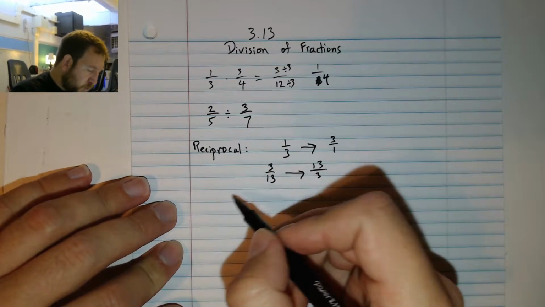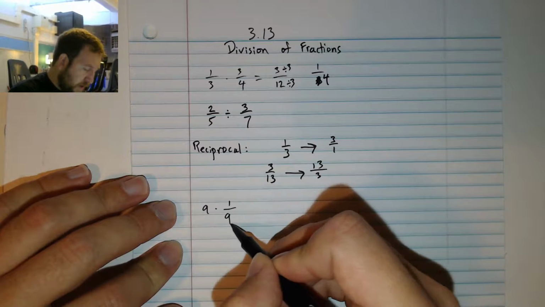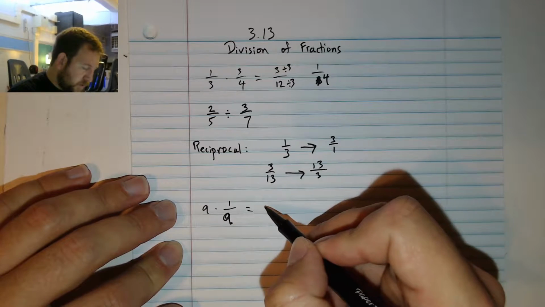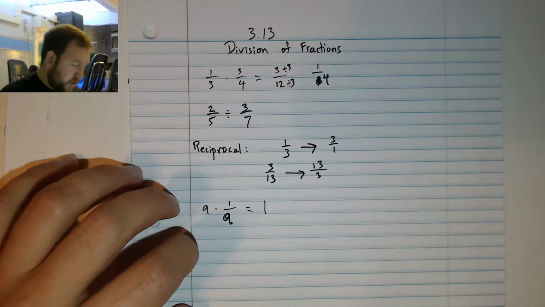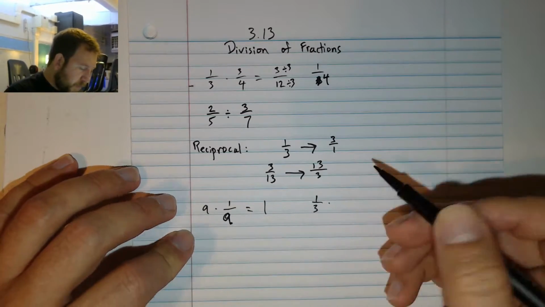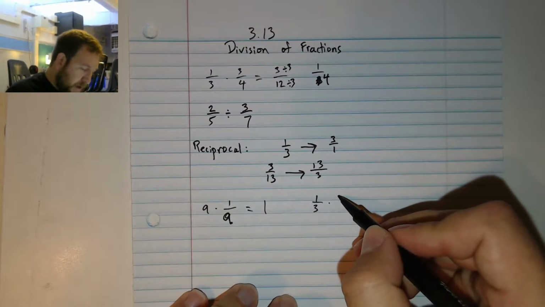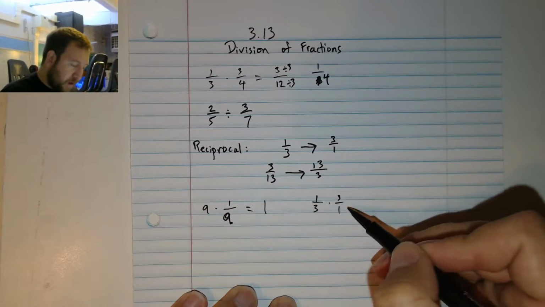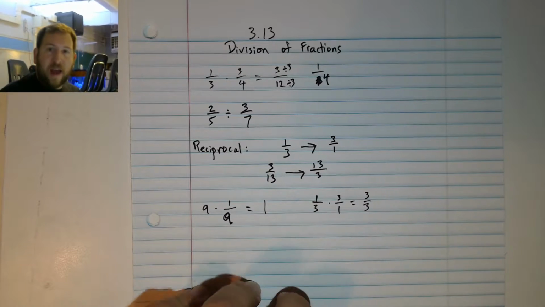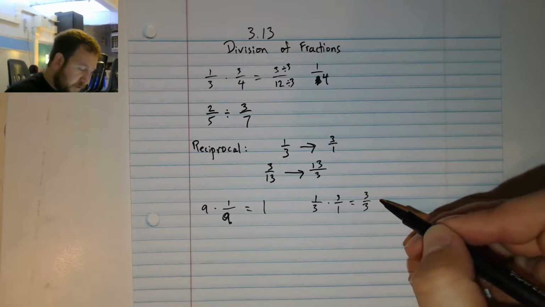So the reciprocal rule says this: a times 1 over a, even though it's a terrible a, equals 1. Let me show you. Let's take our first example up here, and let's take 1/3, times 3 over 1. Well, if I do that, 3 times 1 is 3, 3 times 1 is 3. I end up with 3 pieces, and each piece is a third, so I end up with 1.